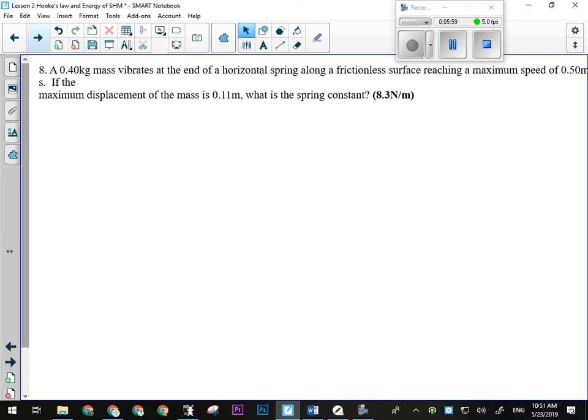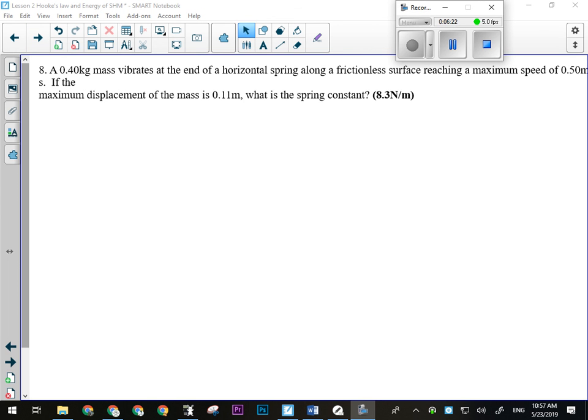So this one's a little bit tougher in that it's got a few more details in it, so just read it carefully. 0.4 kilogram mass, frictionless surface, maximum speed is 0.5 meters per second, and the maximum displacement is 0.11. You're looking for the spring constant here. These are going to get more difficult as we go, but let's just try this one for now.